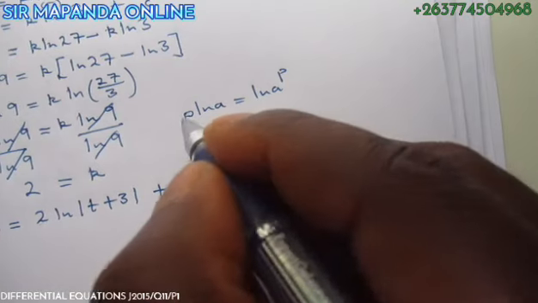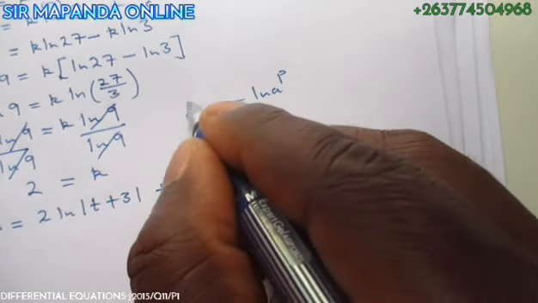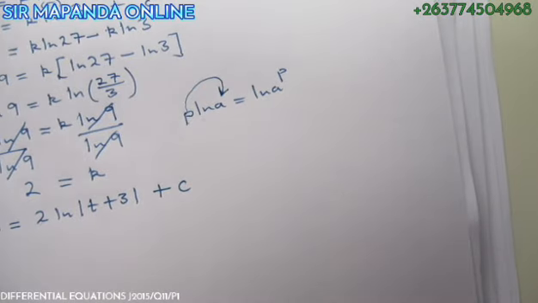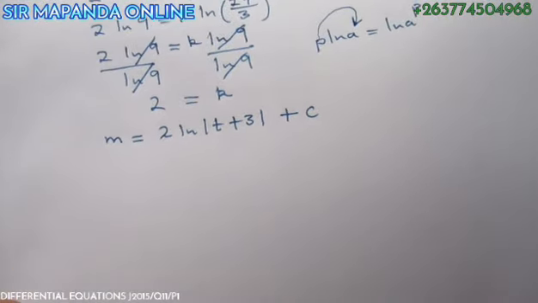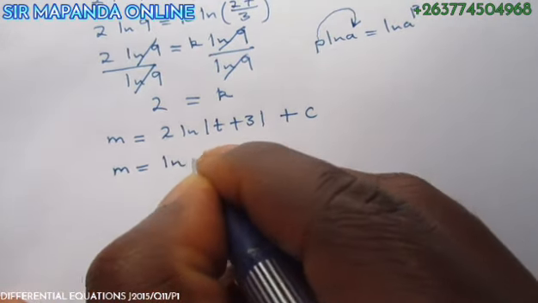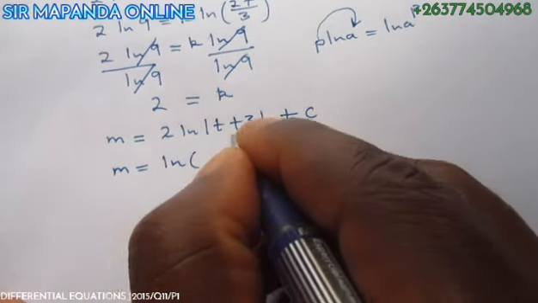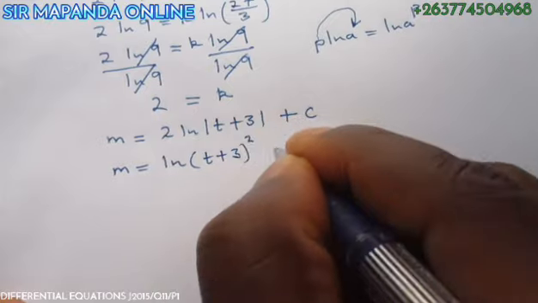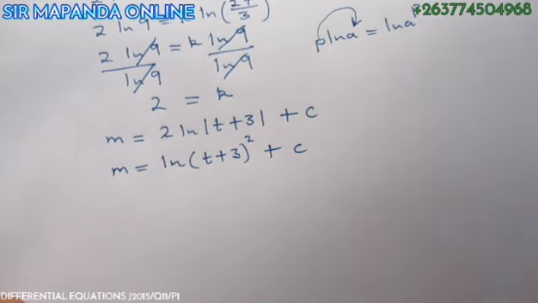The number which is before ln can be raised on top of a to represent a power. So I want to apply the same law here. We are now writing it as m equals ln (t plus 3) squared, plus c. So this is how you present it after finding k.